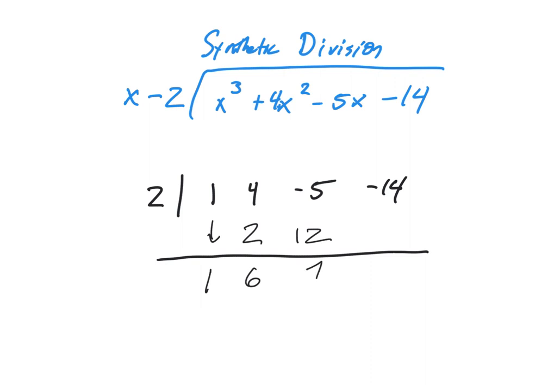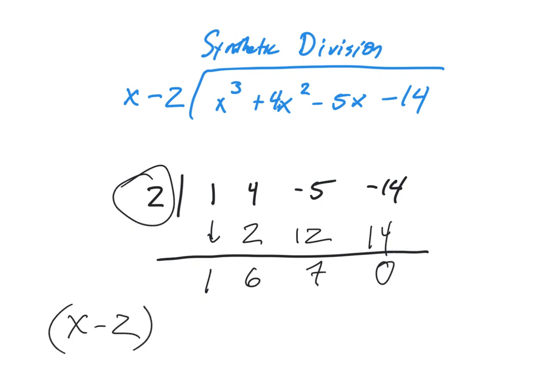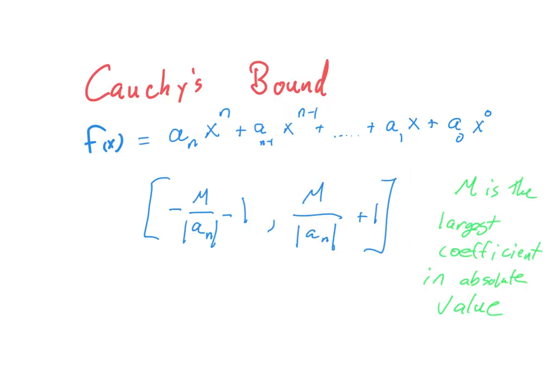Gives me 7. Then 2 times the 7 going up, that's 14. Add it down, that's 0. So 2 is a 0, which means x minus 2 is a divisor. And then it would be factored into x squared plus 6x plus 7 as the polynomial, then that's the result of doing the squaring. Which will give me 7.